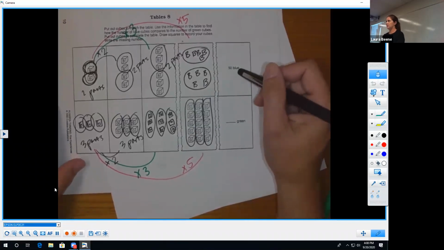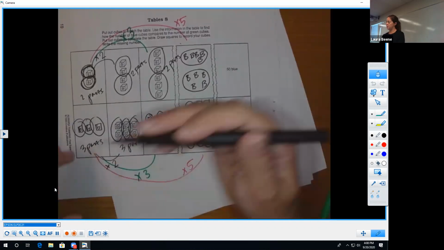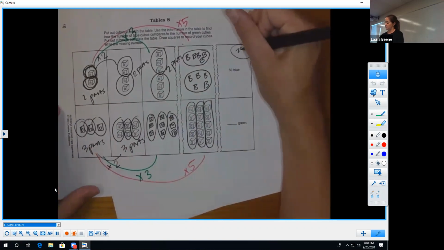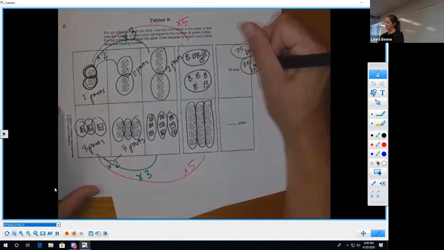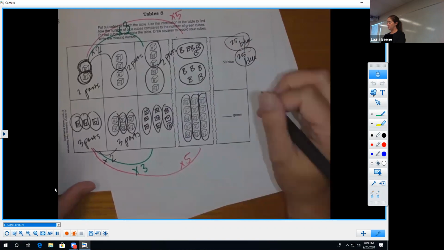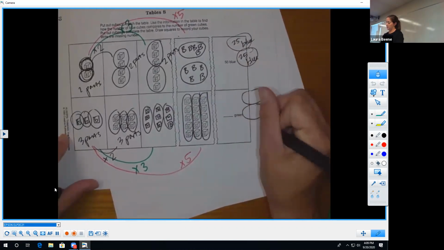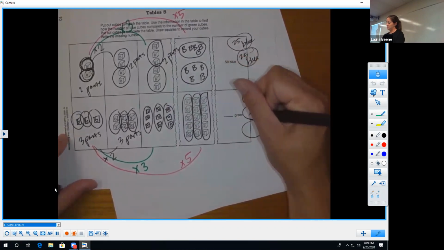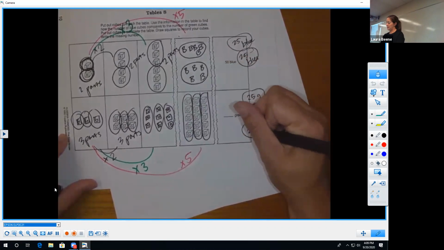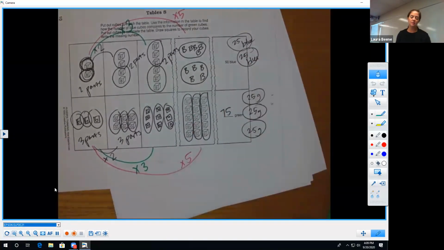So you could think about it in your head, 50 blue blocks. If I split it into 2 parts, how many are in each part? Well, there's 25 blue here and 25 blue here. So for the green, again, it's 2 parts to 3 parts. So there needs to be 3 parts here, and there's going to be 25 green in each of those, which would be a total of 75 green blocks there.